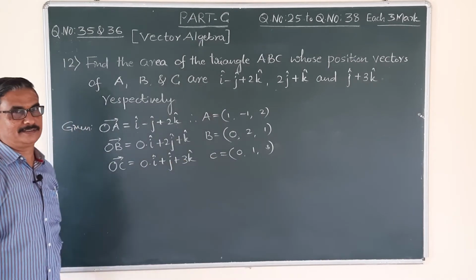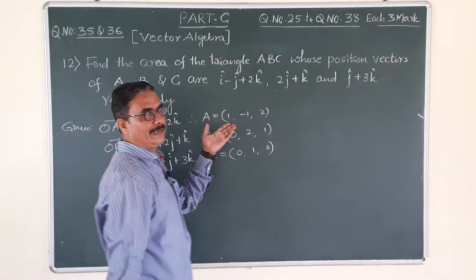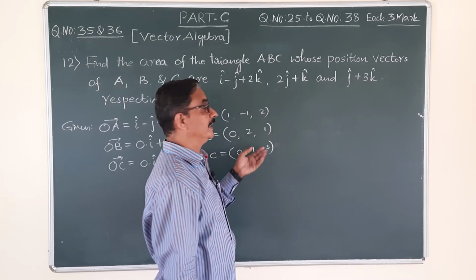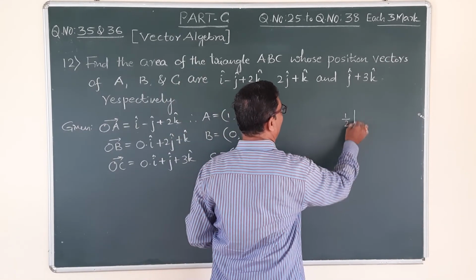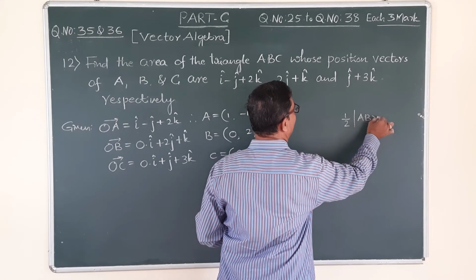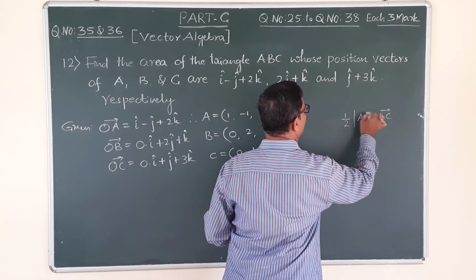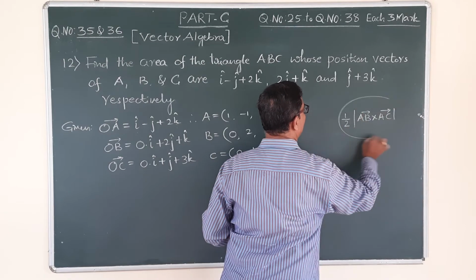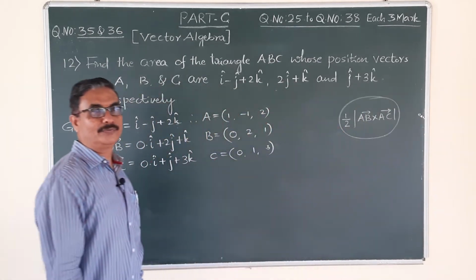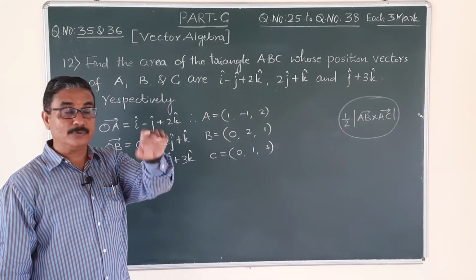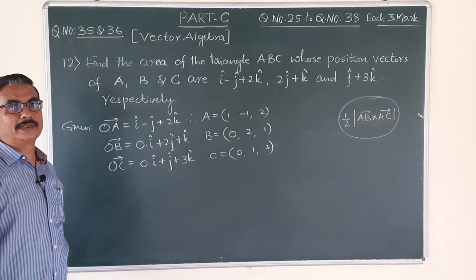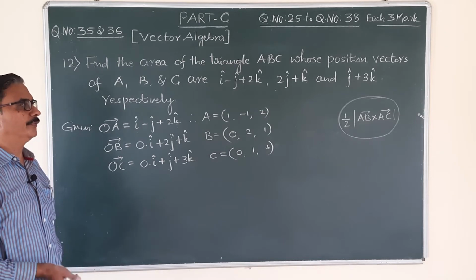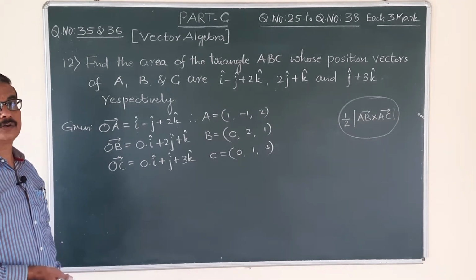These are the vertices. You know the formula. Area of triangle ABC with 3 vertices given is given by the formula, remember, 1 by 2 into magnitude of AB cross AC. This is the formula for area of triangle ABC with 3 vertices or 3 position vectors given. Remember that formula: area is half into magnitude of AB cross AC.